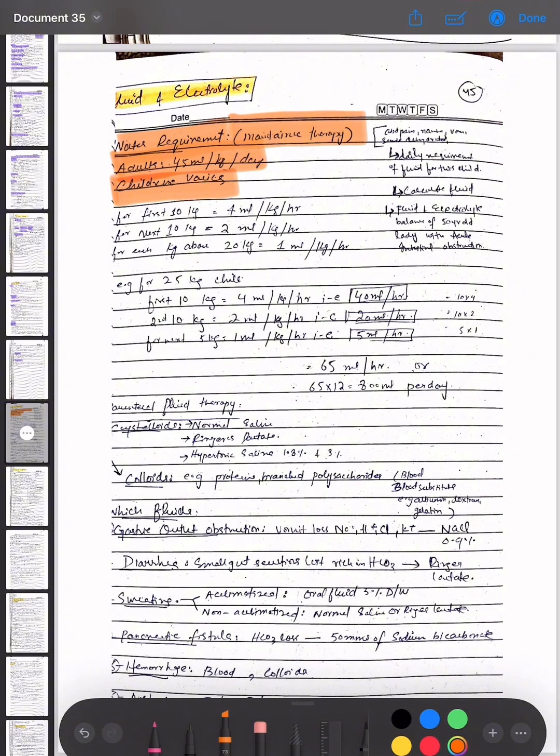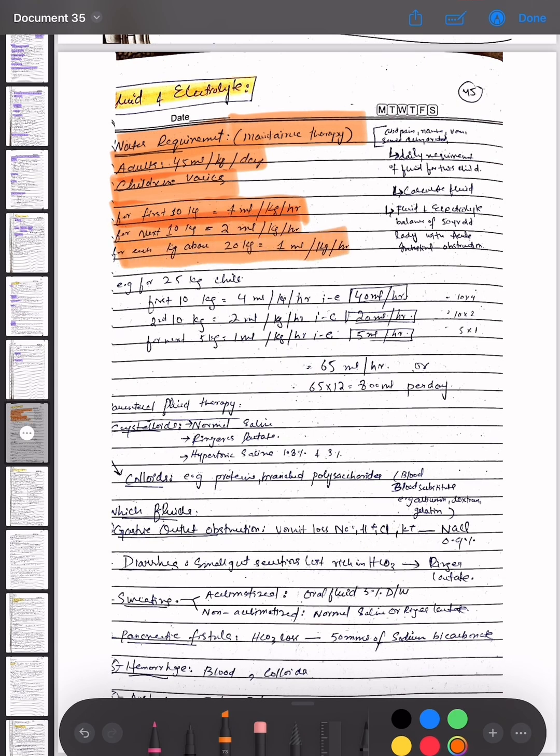For the first 10 kg we will give 4 ml per kg per hour. This is the fixed fluid for the first 10 kg. For example, if a child comes with a weight of 10 kg, then we will give 4 ml per kg per hour of fluid. Now for the next 10 kg we will give 2 ml per kg per hour, and for each kg above 20 kg we will give 1 ml fluid per kg per hour.